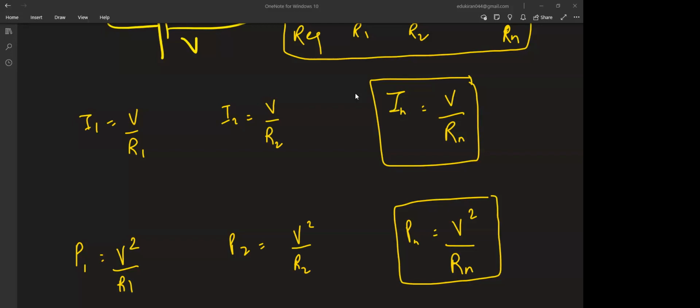Ma'am, what is P? What does P mean? Power. P is power, V is potential, and R is resistance.